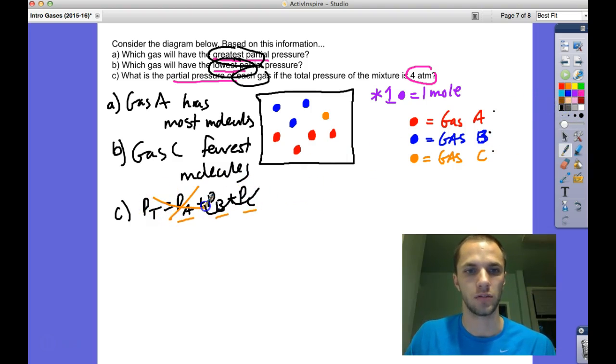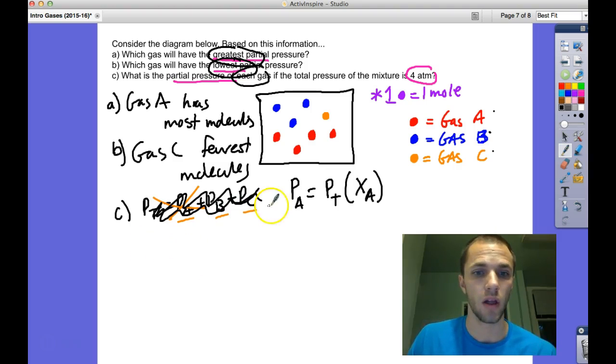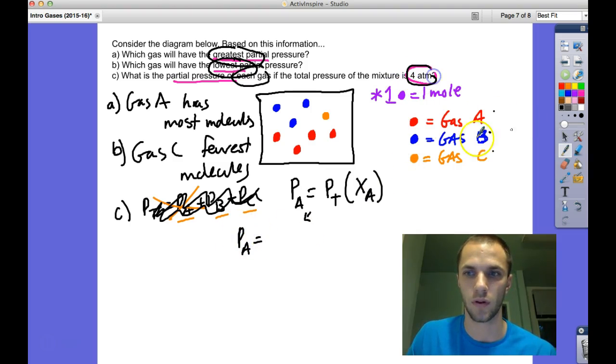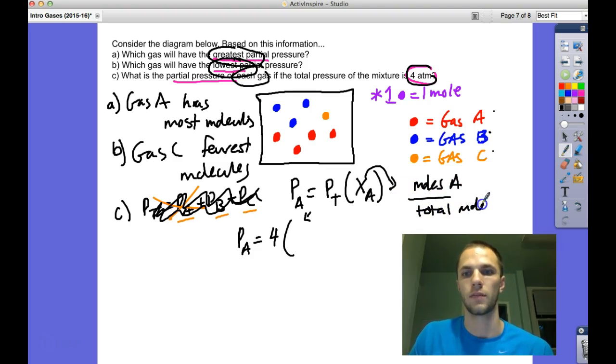But what I do know is that for example, the partial pressure of gas A is equal to the total pressure times the mole ratio of gas A. So how can I use that information? Well, let's do some substitution. The partial pressure of A, we don't know, is equal to the total pressure, 4 atm, times the mole ratio of gas A. And remember, this represents how many moles of A we have out of the total moles. Think about it as, just kind of a percentage essentially.